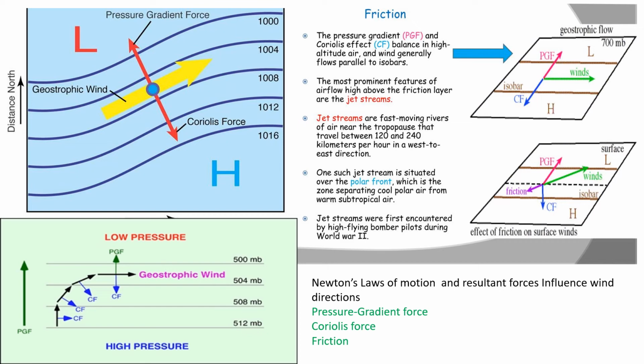Therefore, to determine in which direction the wind will blow, we must identify and examine all of the forces that affect the horizontal movement of air. These forces include number 1, pressure gradient force, number 2, Coriolis effect, and lastly friction. So in the coming slides, we are going to talk about the pressure gradient force and Coriolis effect in detail.